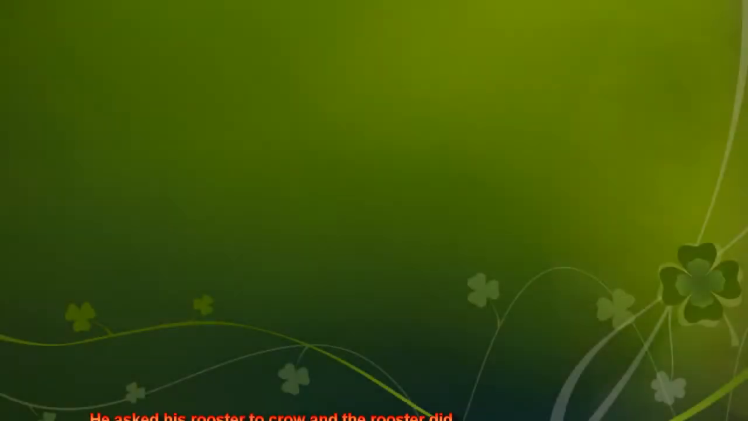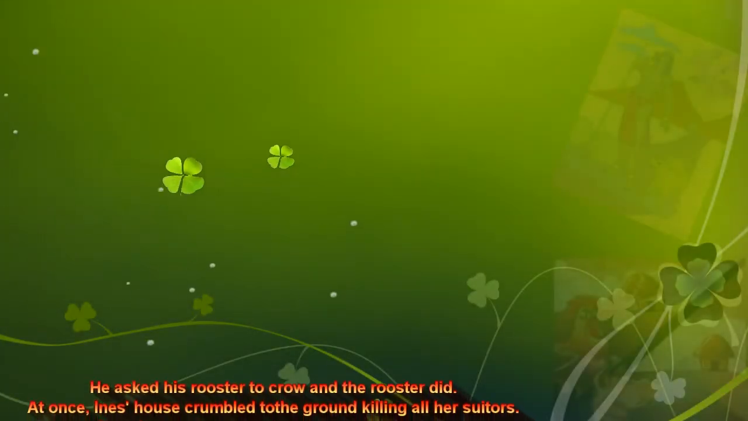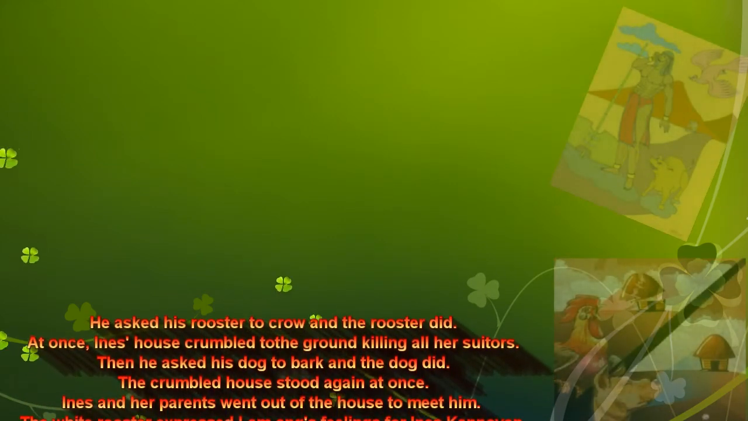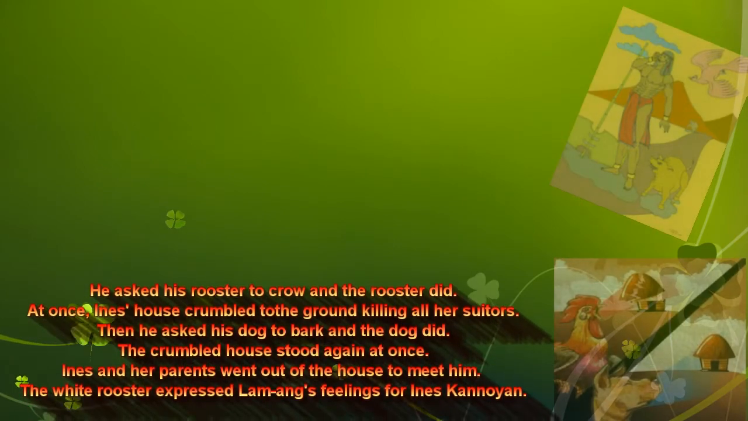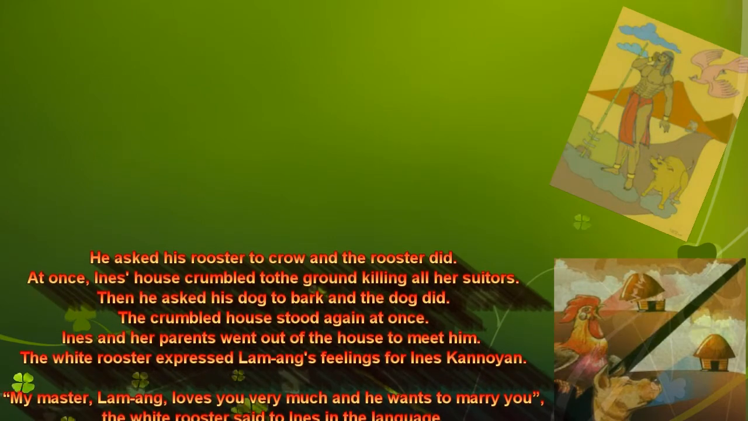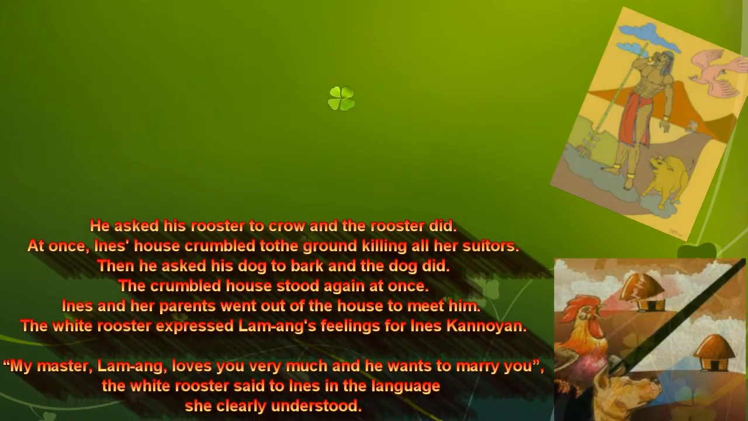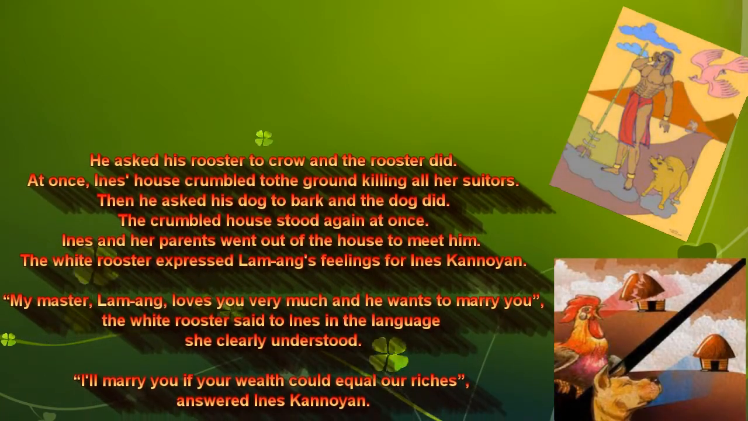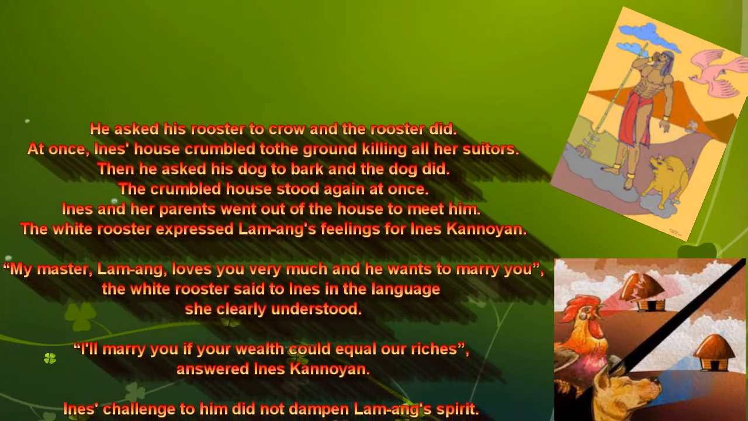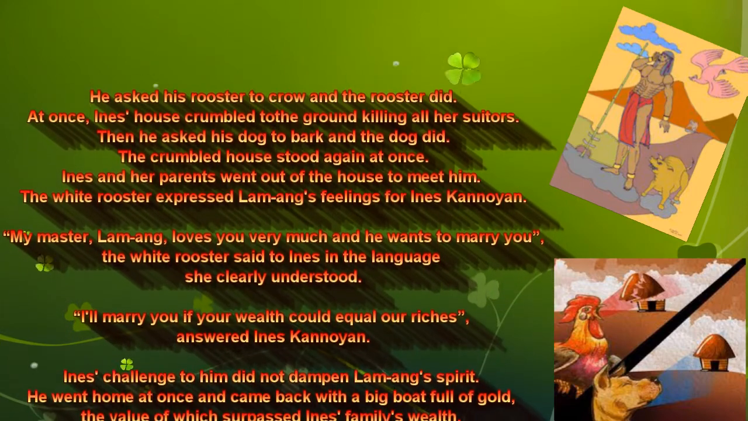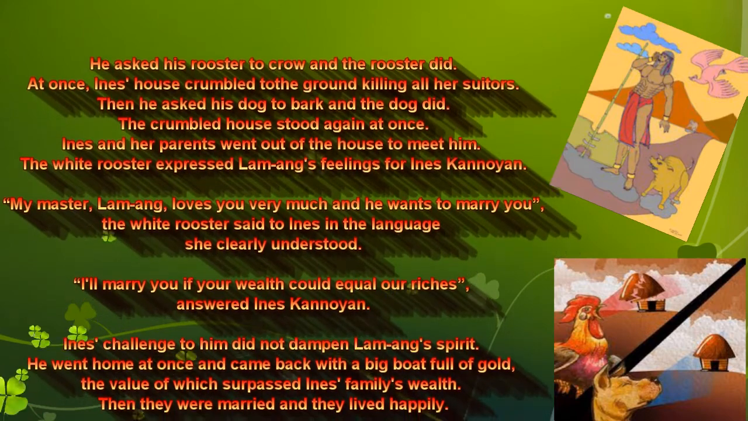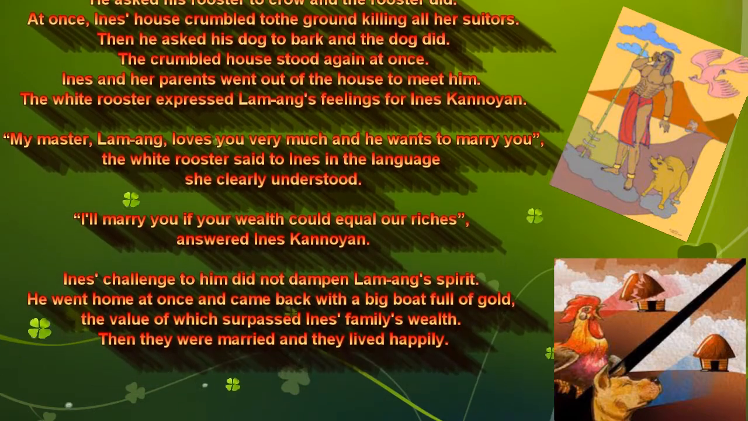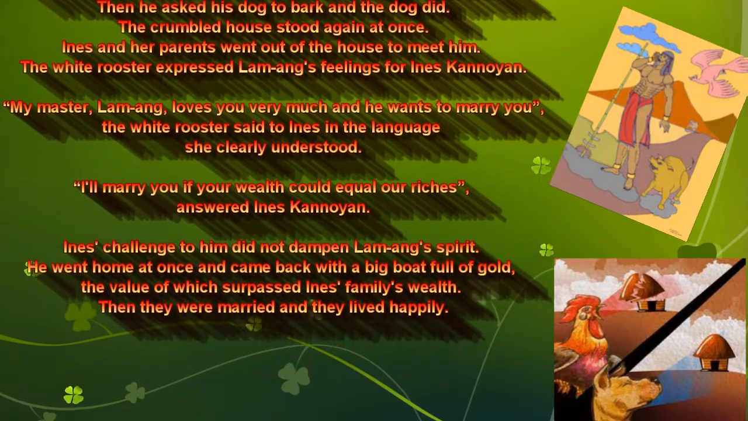He asked his rooster to crow, and the rooster did. At once, Ines's house crumbled to the ground, killing all her suitors. Then he asked his dog to bark, and the dog did. The crumbled house stood again at once. Ines and her parents went out of the house to meet him. The white rooster expressed Lam-ang's feelings for Ines Kanoyan. "My master, Lam-ang, loves you very much and he wants to marry you," the white rooster said to Ines in the language she clearly understood.